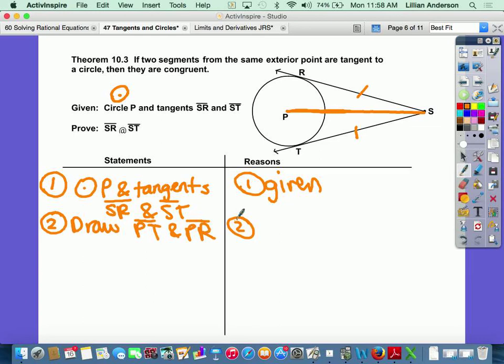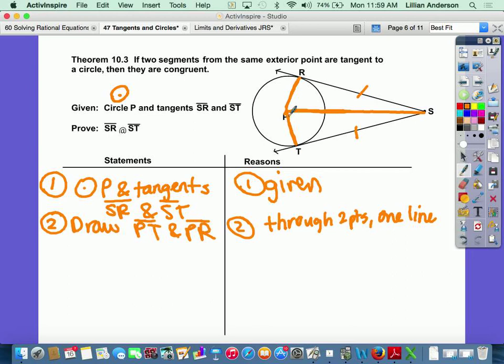And the reason why I can do that is a postulate we learned a long time ago. That through any 2 points is exactly one line. That's why we're able to draw these in here, okay? So that's your reason. Through any 2 points, there's one line. So let me draw these in here. Okay?